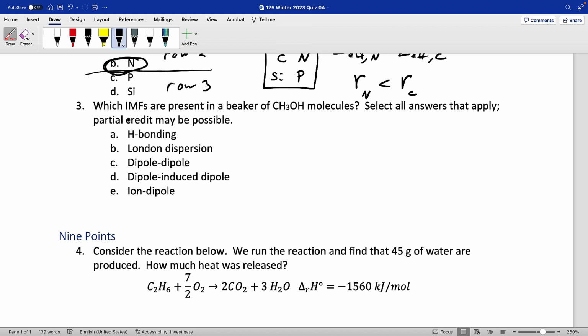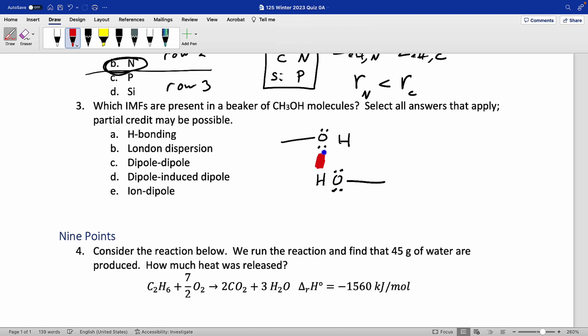Which intermolecular forces are present? We have a beaker of methanol molecules, so I'll draw a couple of methanol molecules. Here's another one. We've got a single methyl group and then a hydroxyl group. We don't normally draw lone pairs on line angle structures, but I'm going to draw some because then we can draw the hydrogen bonds. If we have a hydrogen bond donor and a hydrogen bond acceptor between the two molecules, we can make a hydrogen bond. The oxygen lone pairs here are going to be the hydrogen bond acceptor. The hydrogen directly attached to an oxygen is going to be a hydrogen bond donor.